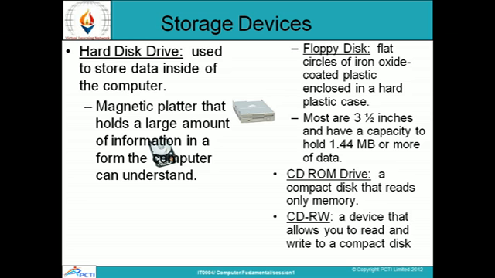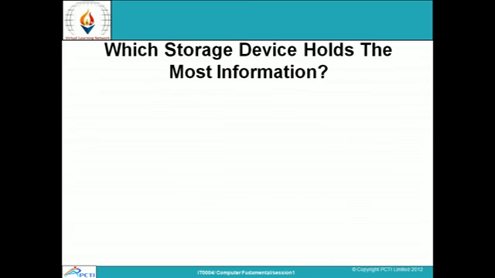CD-ROM and drives are the most common storage methods, as you can see, a compact disk, which is actually a read-only memory. Another storage device is a CD-RW. It's a device that allows us to read and write to a compact disk.